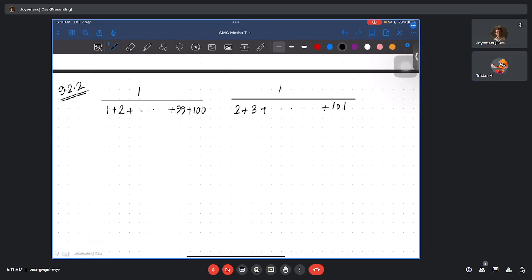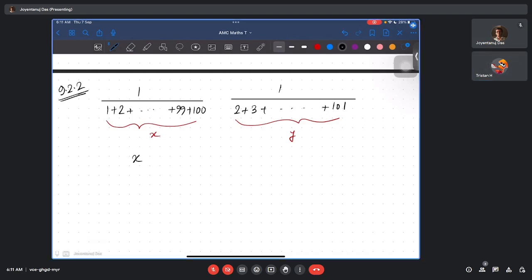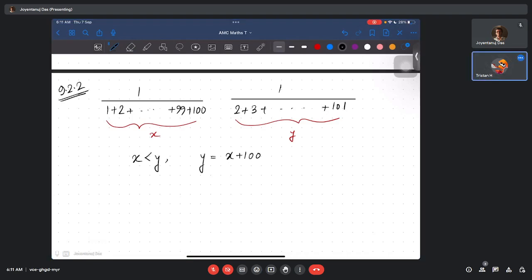Okay, and you can just see from the addition that X would be less than Y. Yes, so X will be less than Y. And then if you take the reciprocal of both, 1 by X will be bigger than 1 by Y, right? In fact, you can see that it is just X plus 100, right? Oh yes, so 1 by X will be greater than 1 by Y.